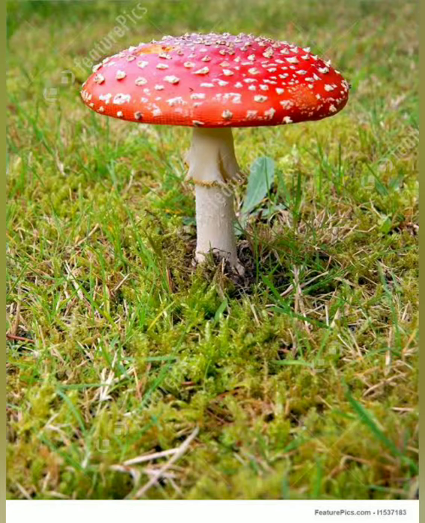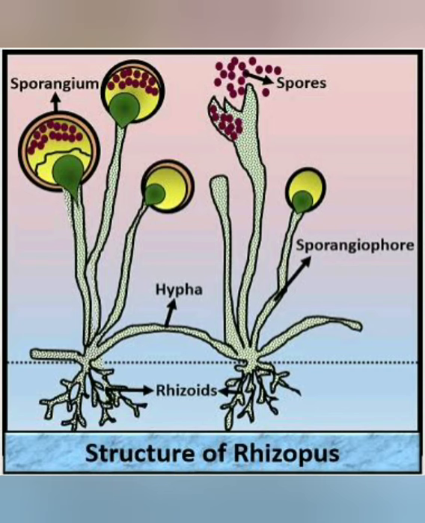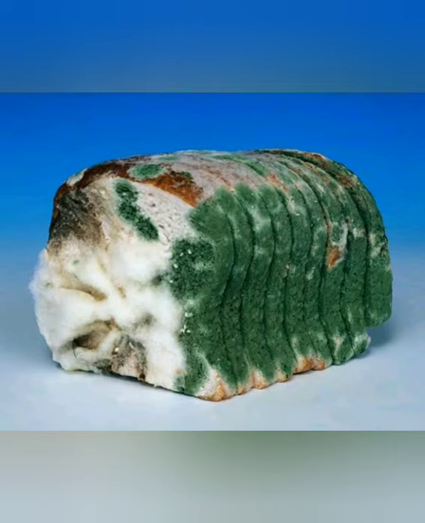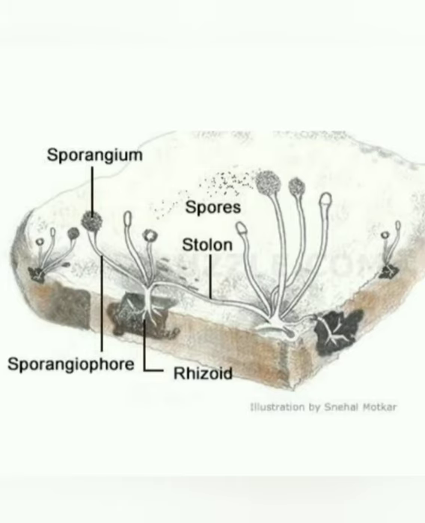Now let's read about the structure of molds. This is the structure of Rhizopus, called common bread mold. If we keep bread for a long time in warm and humid climate, then this Rhizopus grows on bread. This is how it looks on bread. Not only on bread, it is also found on animal dung, leather goods, fruits, etc. This is the structure of Rhizopus on bread.